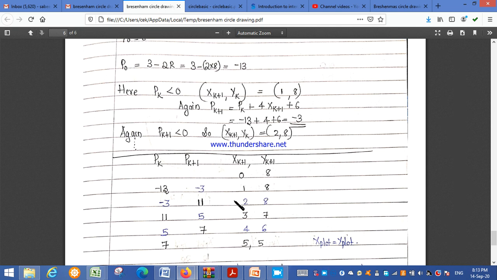So we stop by this criterion, when x plot is equal to y plot. In this step you get xk plus 1 equal to 5 and yk plus 1 equal to 5, then we stop here. I think you understand the problem, and thank you for the support.